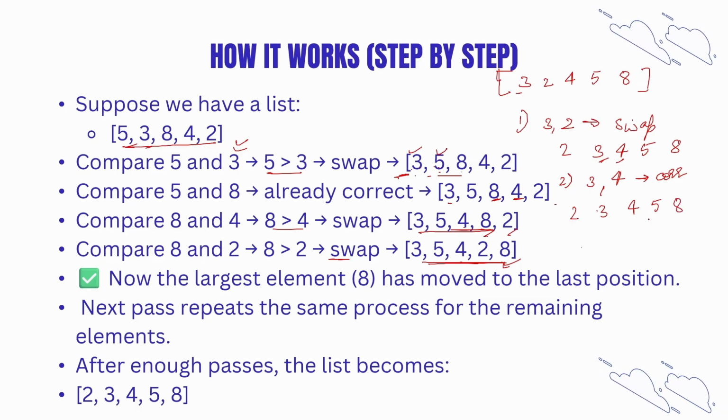Next, we'll see all these last four digits have come to the correct position, and this complete list 2, 3, 4, 5, 8 is now sorted, right? After enough passes, the list becomes 2, 3, 4, 5, 8. So this is how it works.